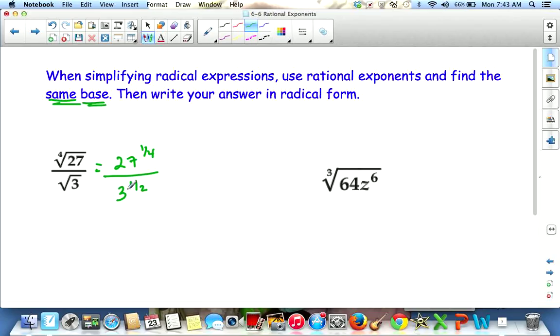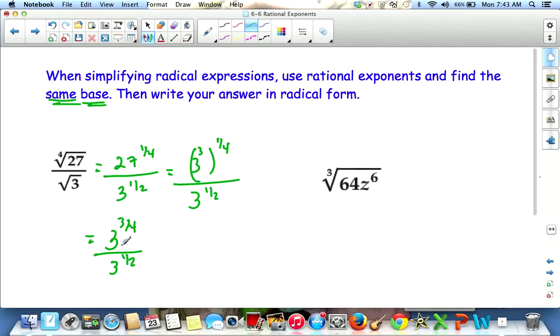So can we make 27 be a base of 3? Yes, we can, because 27 is 3 to the 3rd. So we can write this as 3 to the 3rd to the 1/4 over 3 to the 1/2. Now we have the same base, and that's what we want. We want that same base. So now we get 3 to the 3/4 over 3 to the 1/2.